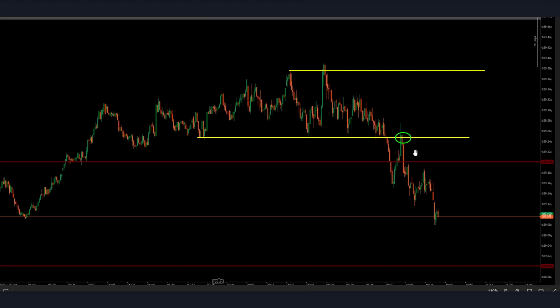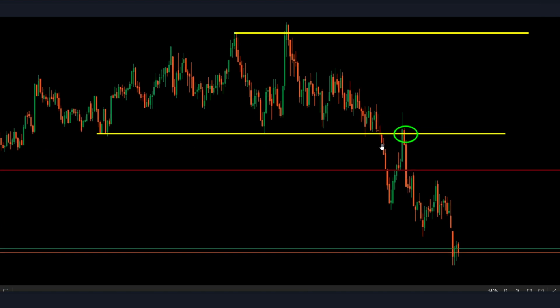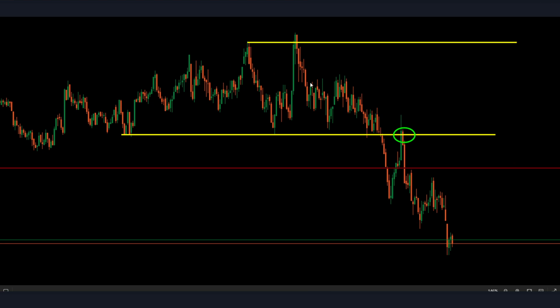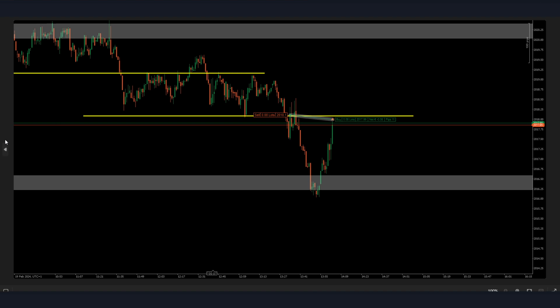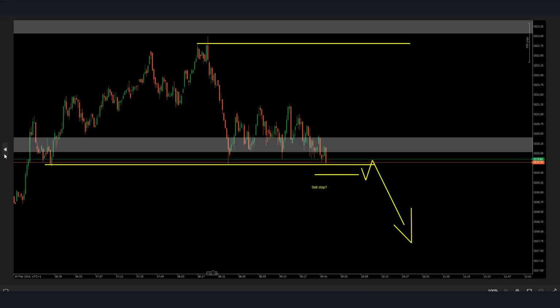This is GBPJPY, a pretty clean trade idea, absolutely the same. Bam, bam, bam, bam. Okay, and then continuation down. Gold, I took that, but it only went 20 pips, but I like that. I think, I don't know if it's the same day, 19.